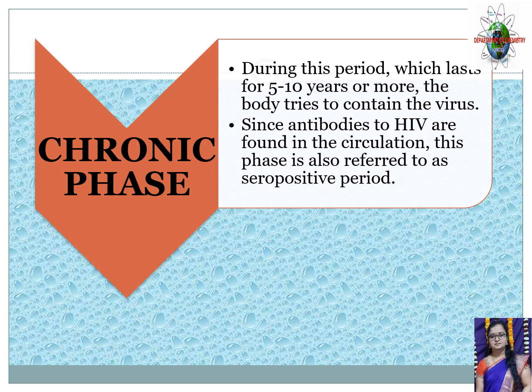Chronic phase. During this period, which lasts for 5 to 10 years or more, the body tries to contain the virus. Since antibodies to HIV are found in the circulation, this phase is also referred to as the seropositive period.